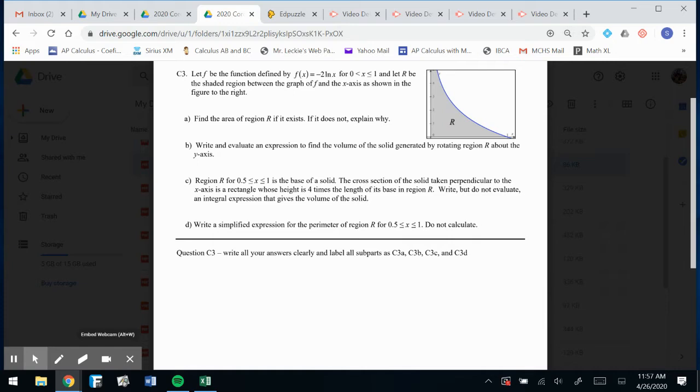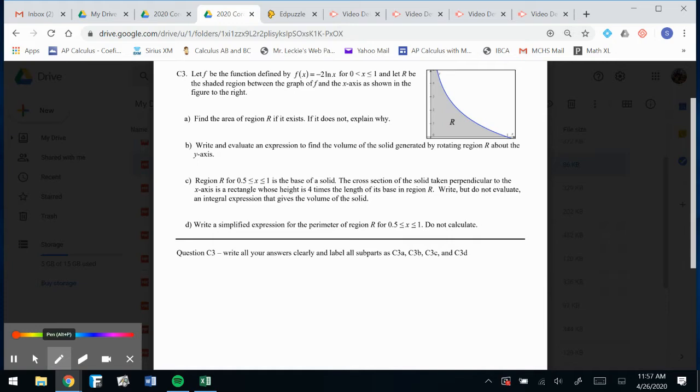It says find the area of the region if it exists, if it does not explain why. Remember, if it does not, explain why, they probably want students that aren't sure what they are doing to say, hey, this is why I can't do it because it never reaches 0. But we can do it, right? We can do it with the limits, and doing it kind of like an improper integral.